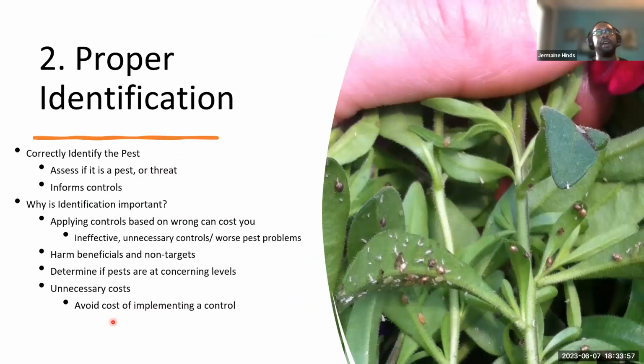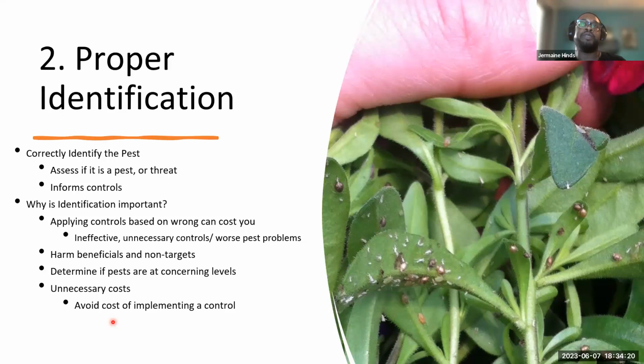The next part is proper identification. As part of proper identification, you want to correctly identify the pest, so assess if it's a pest or a threat. It helps you inform your controls. And so why is identification important? Because applying control based on a wrong identification can cost you, right?